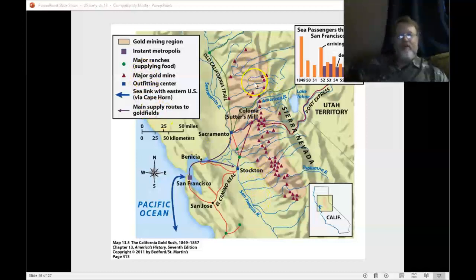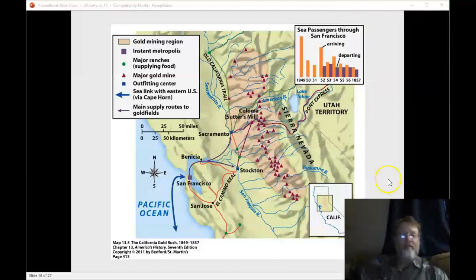And today, of course, we have a handful of towns up here, but most of these are ghost towns now. I don't know if there's any active mines up there at all anymore. Could be. I have no idea. In case you want to see more of that chart up there, I'll move me down here.